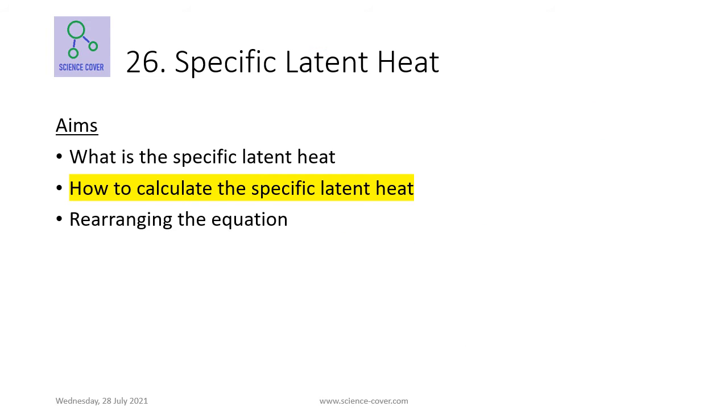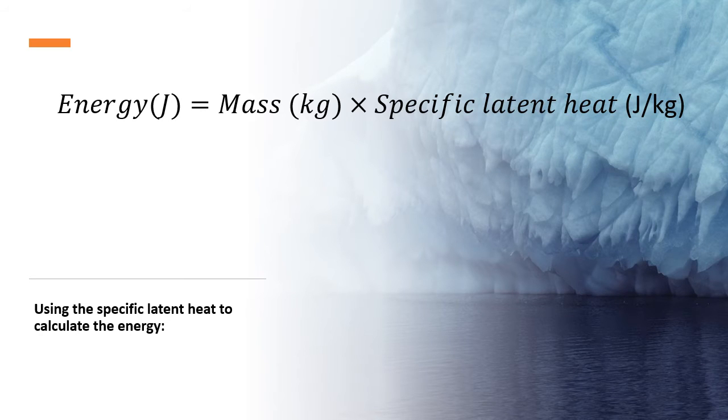Now let's focus on how we can calculate the specific latent heat. We learned earlier on that the amount of energy required to change a substance from one state into another depends on both the mass and the specific latent heat of the material. So to calculate the energy in joules that is required to cause that change of state, we just need to take the mass in kilograms and multiply it by the specific latent heat.